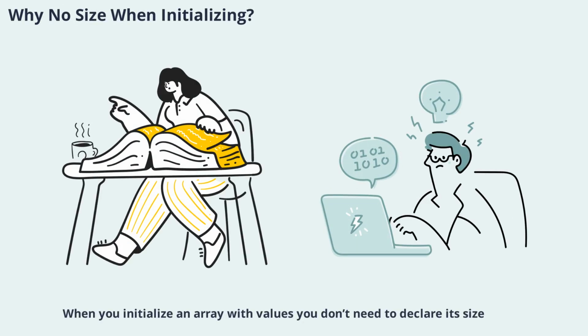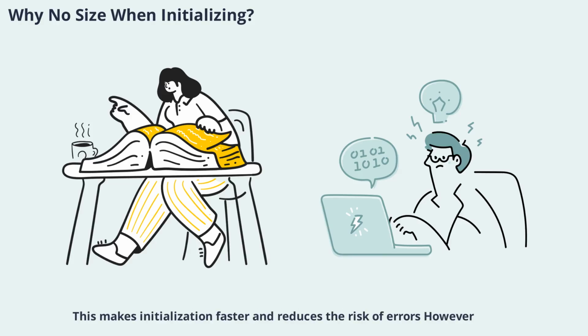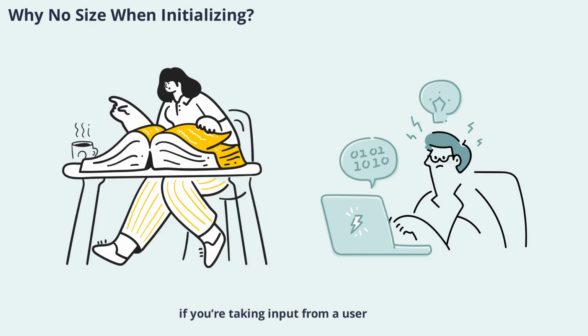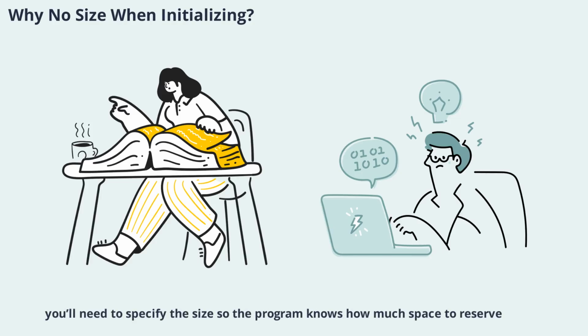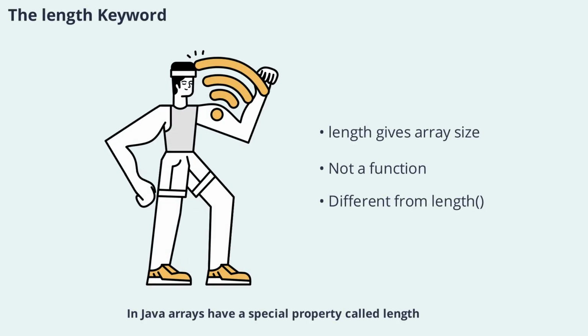When you initialize an array with values, you don't need to declare its size. The compiler automatically counts the number of values and allocates the right amount of memory. This makes initialization faster and reduces the risk of errors. However, if you're taking input from a user, you'll need to specify the size so the program knows how much space to reserve.